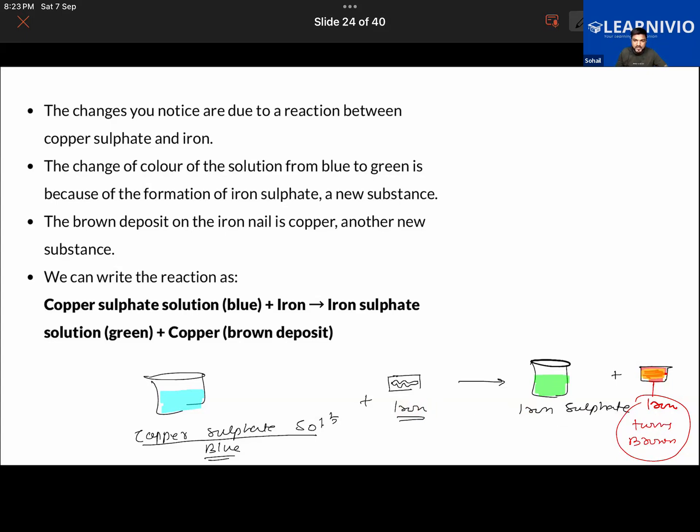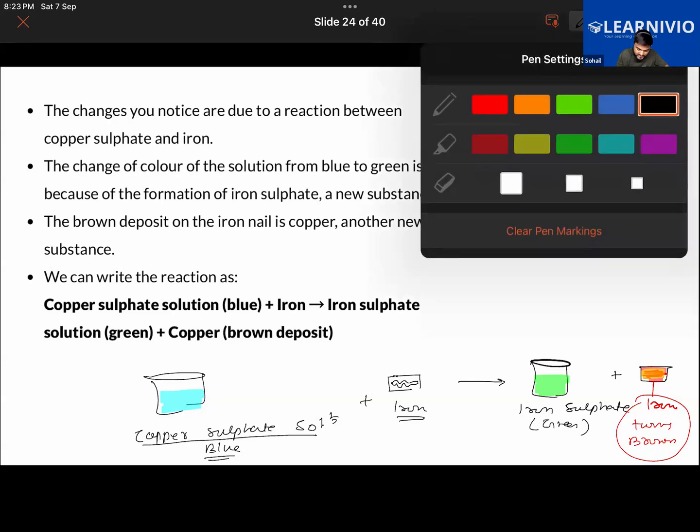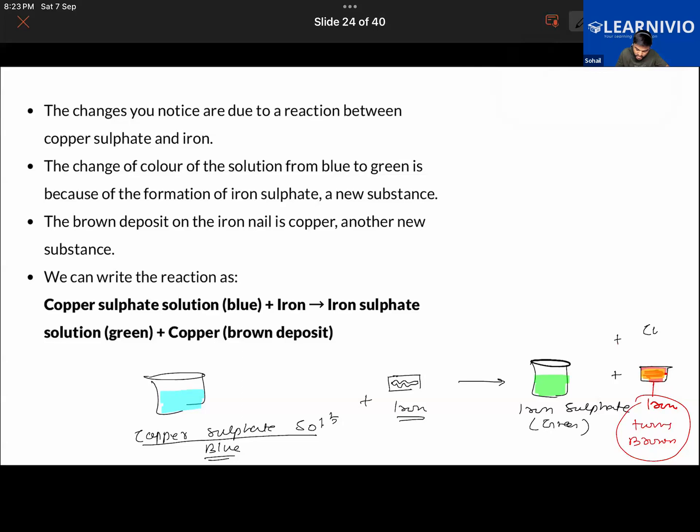Now, this is a chemical change because it produces two new substances. One is iron sulfate, that is green in color, and another one is the copper. Basically, copper will be depositing on the iron. So we can say copper is formed and it gets deposited over the iron. Getting the point I'm trying to make here, Razan and Aman? Copper is formed, but copper deposits over the iron. So iron will become brownish in color.